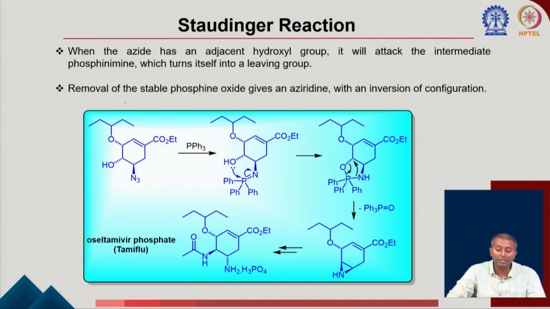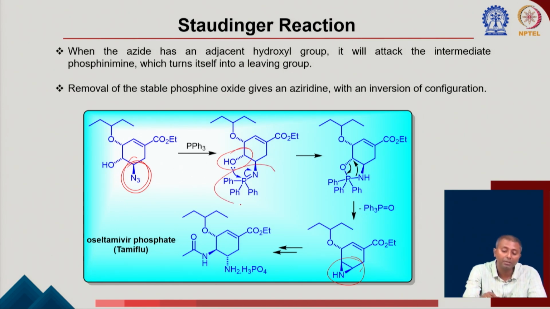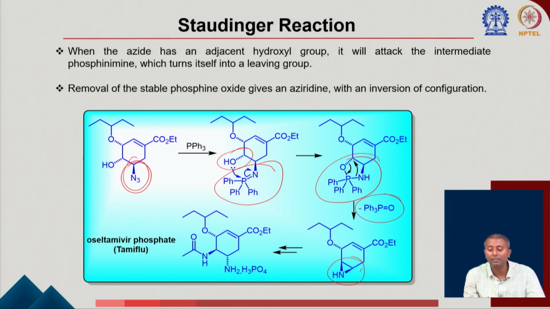As an application of this reaction, you can see there is an azide here, which is finally going to convert to the corresponding amine. Let's try to understand how this reaction works. First, you have a corresponding alcohol here, which is also going to play an important role. After formation of the iminophosphorane, this internal alcohol attacks the phosphorus. From here it gets rid of triphenylphosphine oxide and forms this aziridine, which can open up to form a very important drug called Tamiflu.